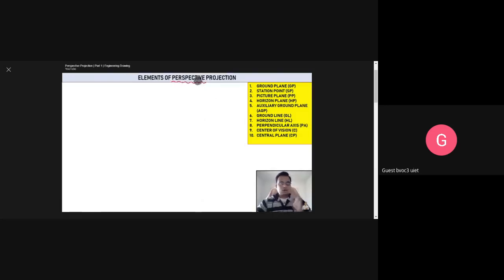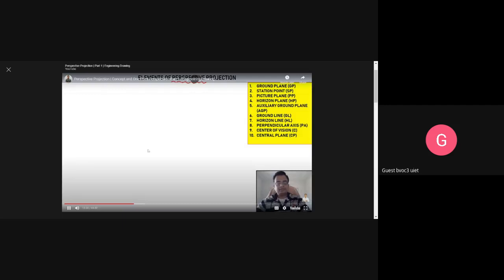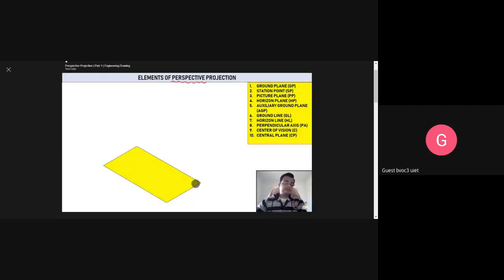So let us take a look at all of them one by one. Here it is. This yellow colored plane that you see is the ground plane. Remember this. It is a horizontal plane on which the object is assumed to be located. Fine. Secondly, this is the observer, and the eye of the observer is what is referred to as the station point.